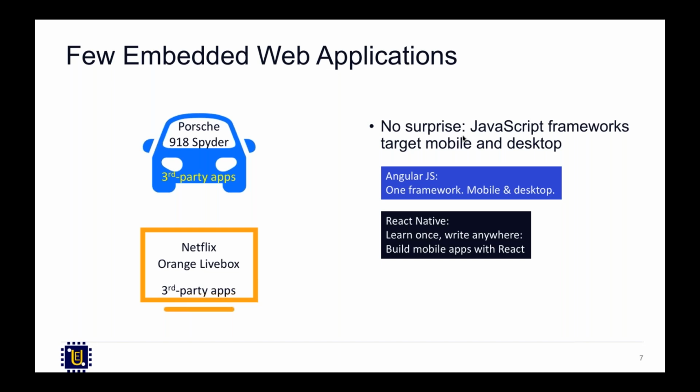And well, there the apps are written natively, and I think it's not really a surprise that you find so few embedded web applications, because none of the web frameworks says, well, I'm made for embedded. Not at all. They all say, like Angular, well, it's for mobile and desktop. React Native only says, well, it's for mobile apps. And nobody talks about embedded systems. So that's not their target.